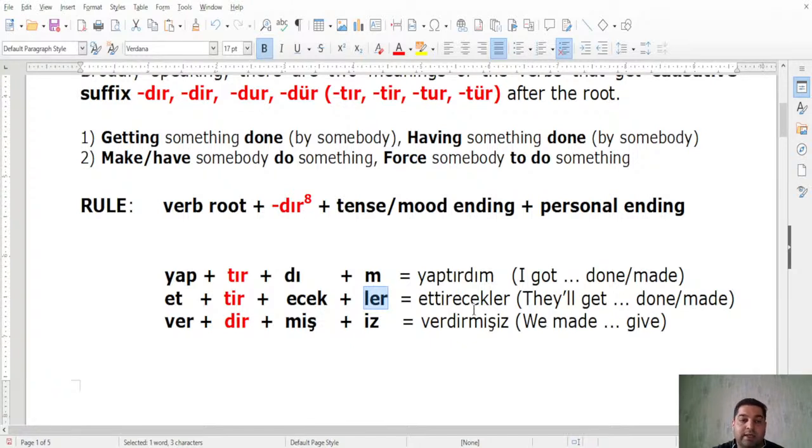For example, you can say yemin ettirecekler. Yemin means what? Oath, right? Take an oath. So yemin ettirecekler means that they'll get somebody take an oath, okay? Or do the oath. That's basically what it means.